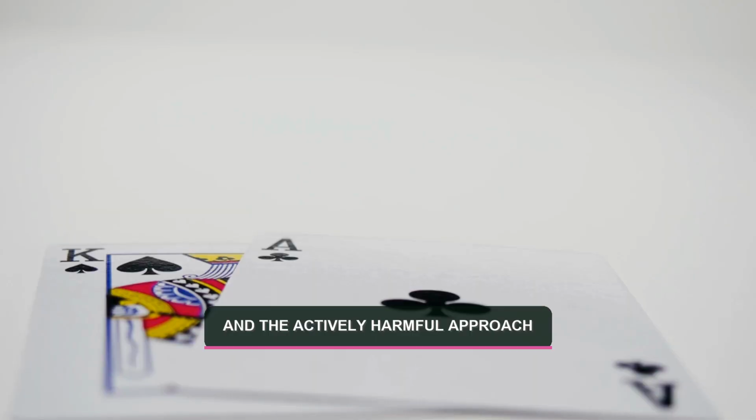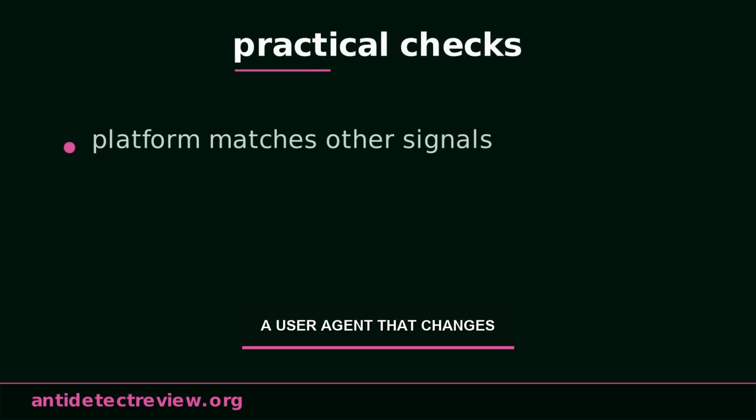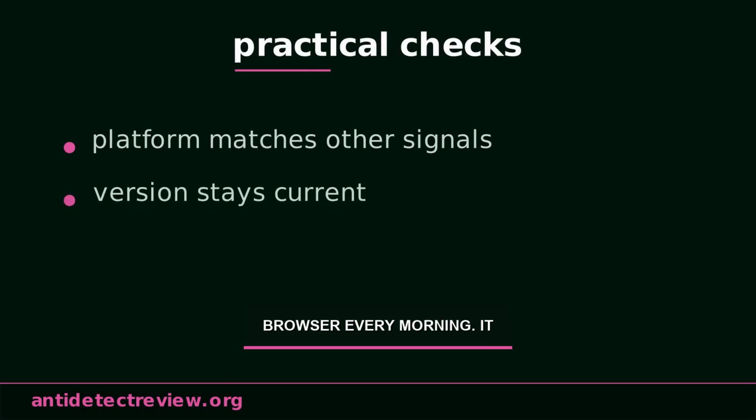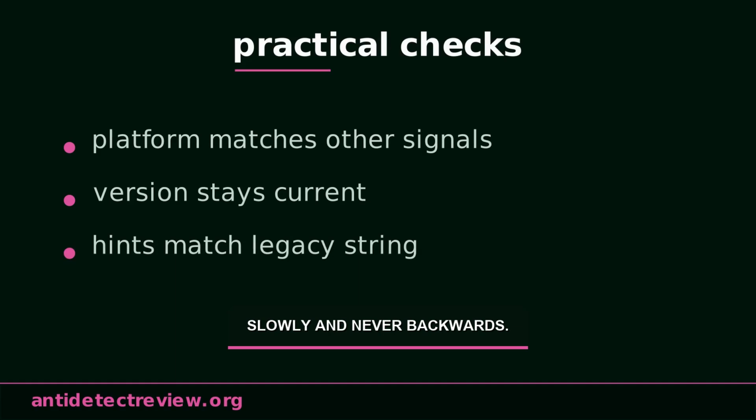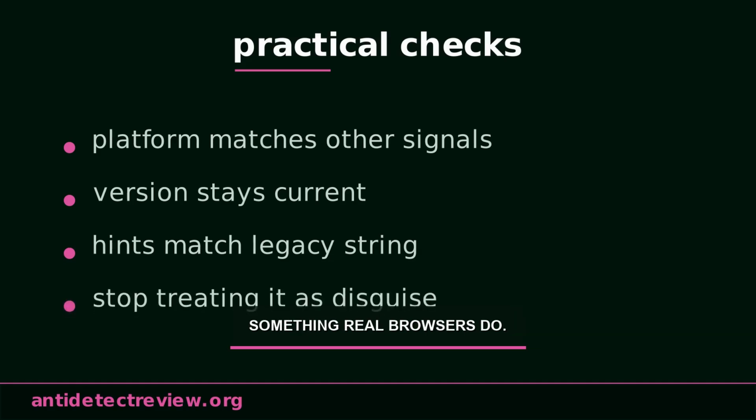And the actively harmful approach is randomizing the string per session. A user agent that changes every visit describes a person who reinstalls a different browser every morning. It also breaks the version distribution logic, because a real user's version moves forward slowly and never backwards. Randomized strings jump around, and jumping around is not something real browsers do.